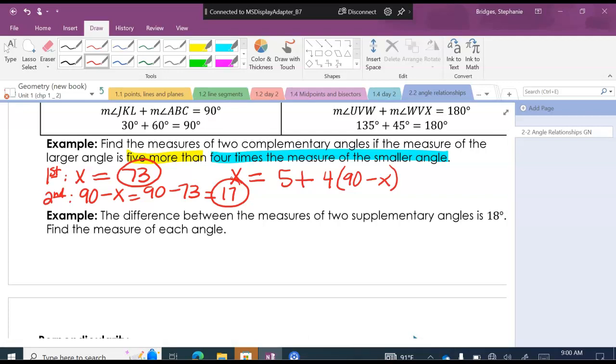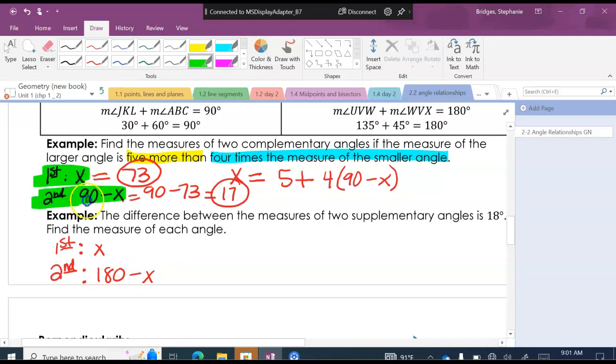All right. The next one says the difference between the measures of two supplementary angles. Okay, supplementary angles. So what we want to do first is just represent our angles. One of them would be x because I don't know what it is. And if they are supplementary, how would I represent the second one? 180 minus x, yes. Just like we did up here, we did our first one as x, and our second one was 90 minus x because they were complementary. These two are supplementary, so one's going to be x, and one's going to be 180 minus x.